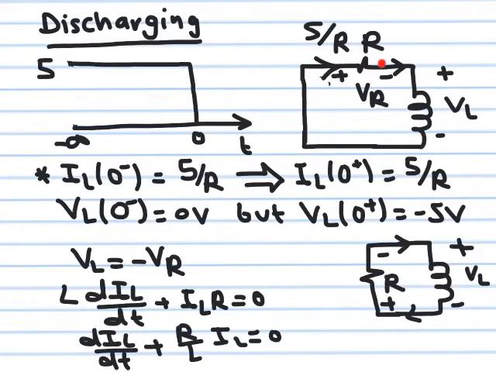Okay, and then at infinity everything is zero. VL is zero, IL is zero, VR is zero, and the energy has completely dissipated in the resistor. Now, this is a qualitative description of what's happening. Let's go now to the analytical description.